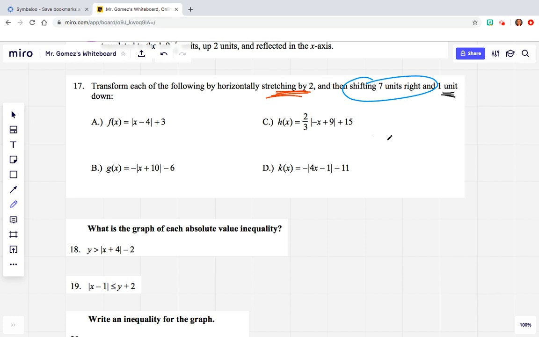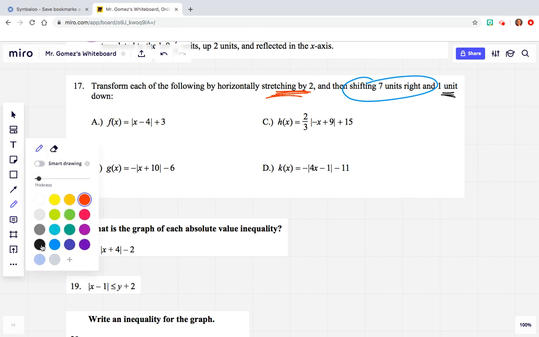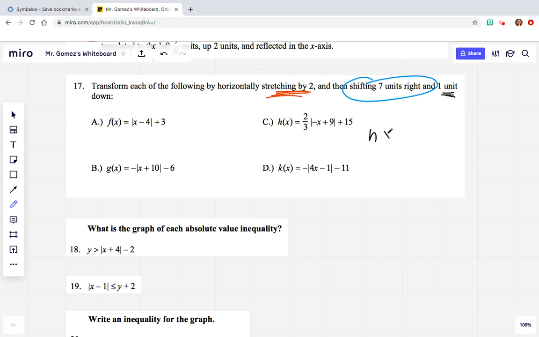first, horizontally stretch this by 2. Okay, so that means everything else is still written, again, like normal. So we have h of x is equal to 2/3 negative plus 9 plus 15. And again, like I said, where x used to be, we're now going to put 1/2 x.